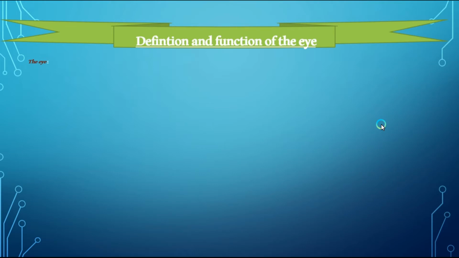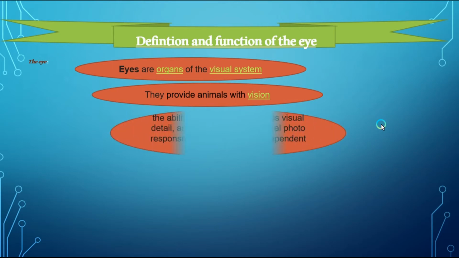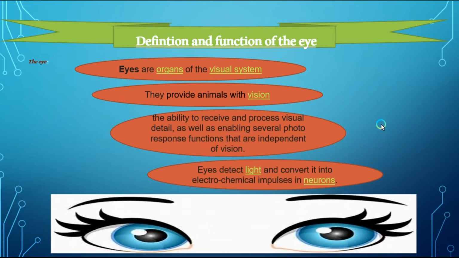The human eye is one of the most important organs in our body. The eye is an organ of the visual system that lets us see things around us. It provides animals and us with vision, the ability to receive and process light. Without light we cannot see anything. This light helps the eye to detect images and send them by the neurons to our brain. Perfect. This is our eye, the human eye.